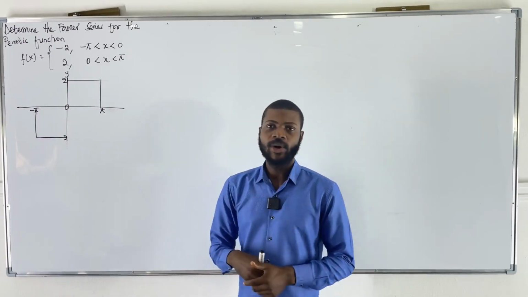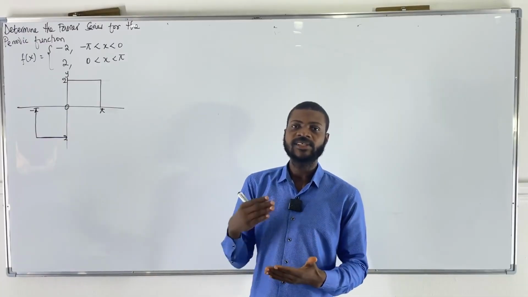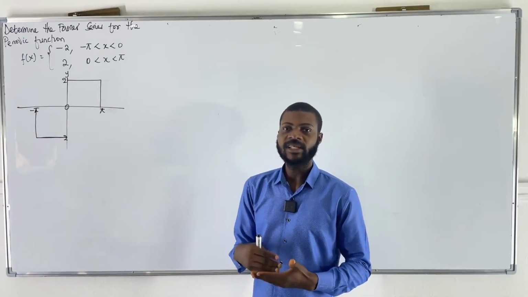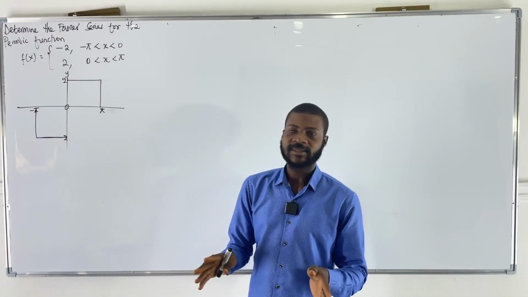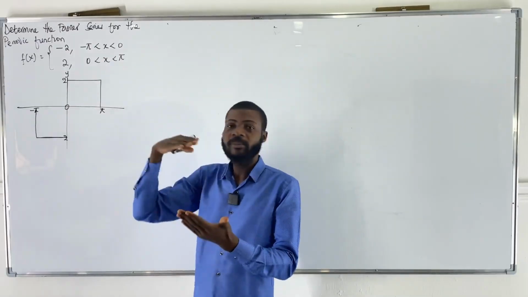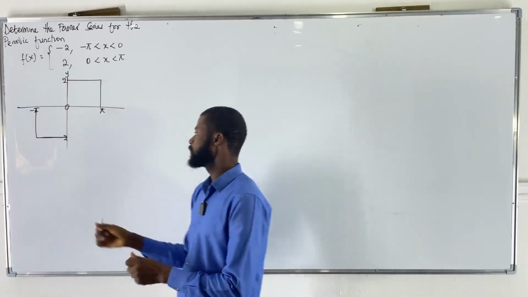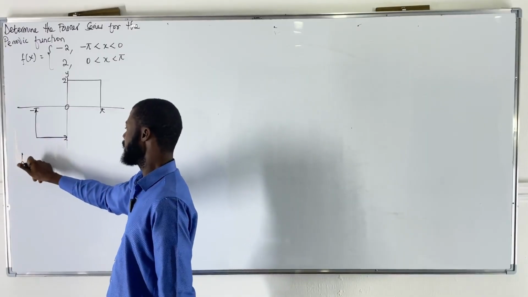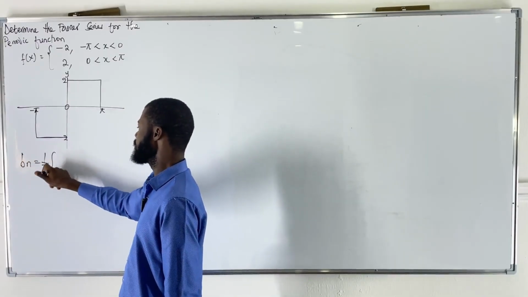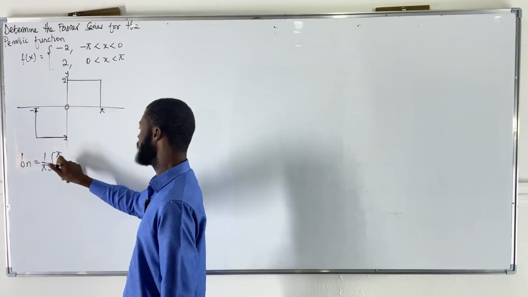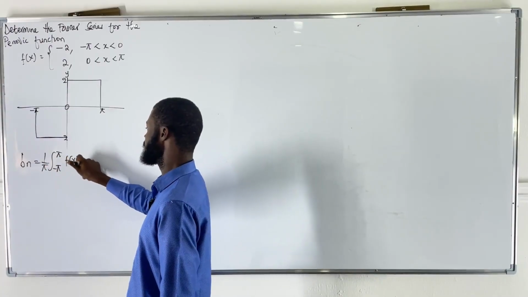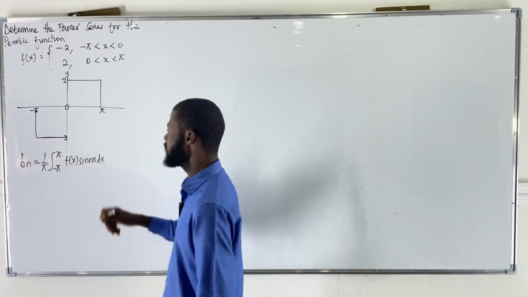Now, if a function is odd, the only thing you need to find is b sub n. Not just that, but the b sub n would even be a reduced part. Look, b sub n is 1 over pi, integral from minus pi to pi of f of x sine nx dx. That's b sub n.